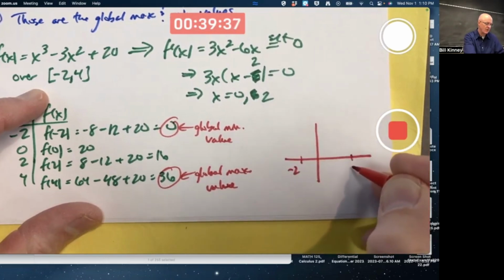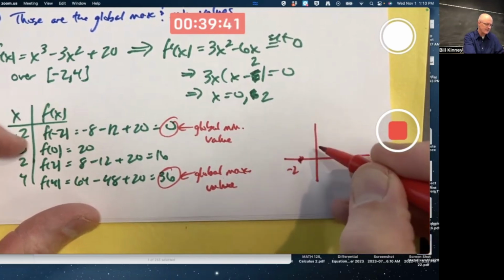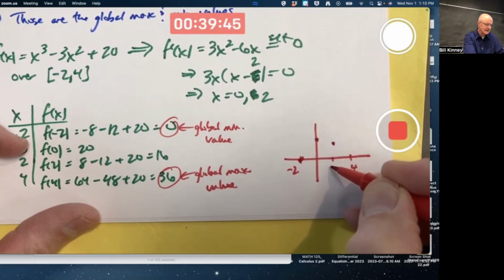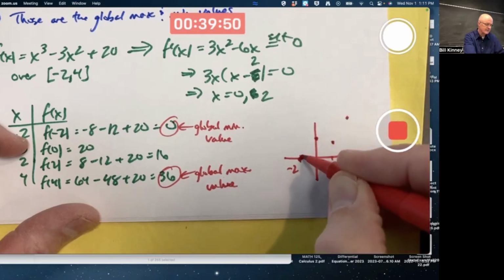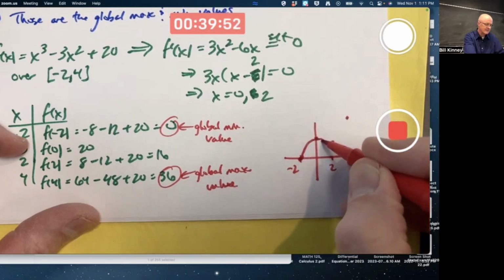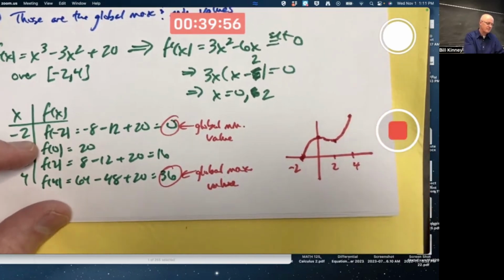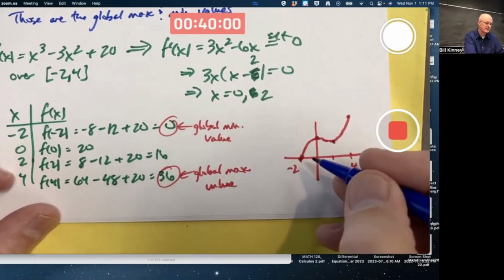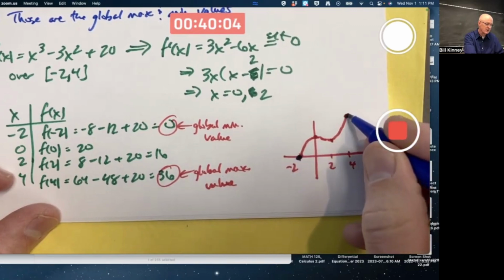Between -2 and 4, well, f of -2 is 0. f of 0 is up to 20. f of 2 is down to 16. f of 4 is back up to 36. The graph looks like this. On this interval, both the global maximum and the global minimum occur at the endpoints in this example. There's your global min, there's your global max.